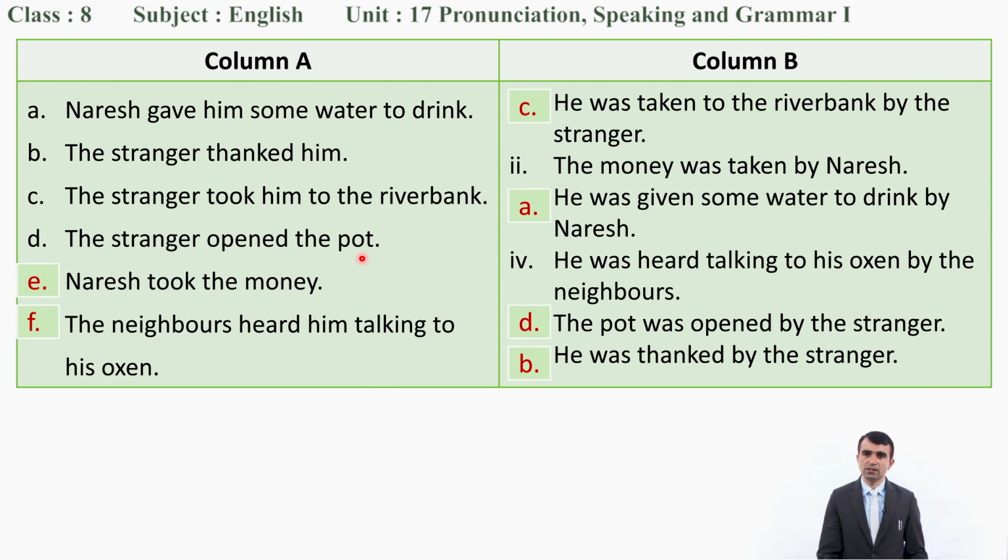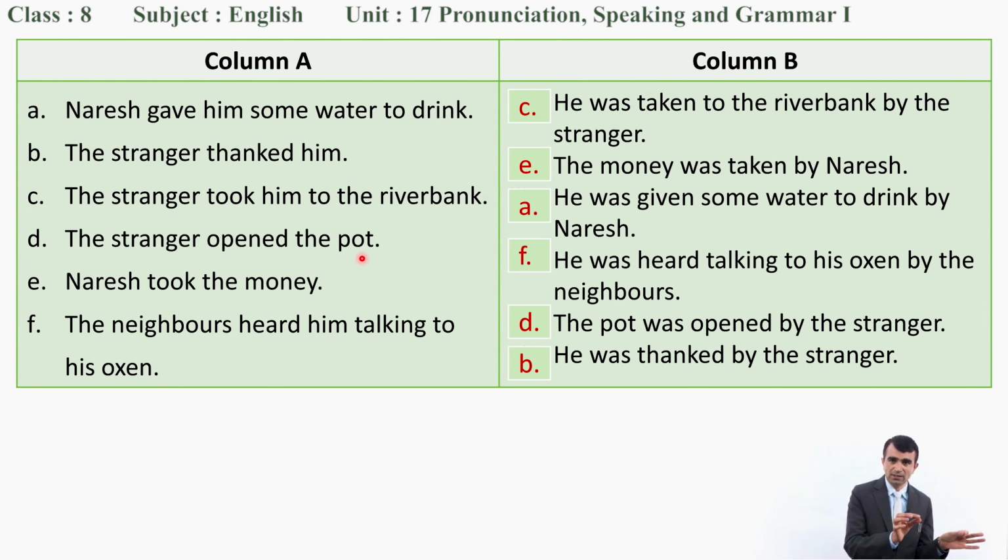E. Statement E, active form: Naresh took the money. And the passive form is: The money was taken by Naresh. Finally, the neighbors heard him talking to his oxen. And the passive form is: He was heard talking to his oxen by the neighbors. Now, you have been able to find a good match between active and passive. Do you know what the structure of the passive form is?